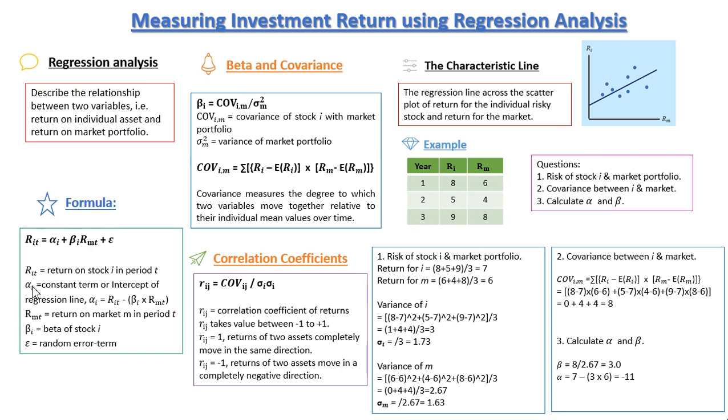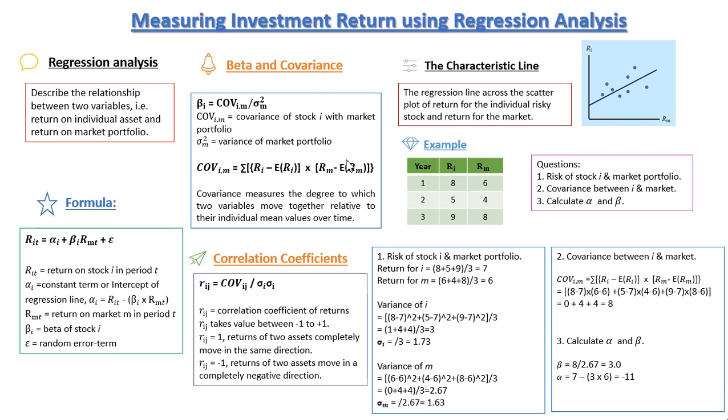Alpha refers to the constant term or intercept of the regression line, and it can be determined by using this formula. RMT refers to the return on market M in period T, and beta I is the beta of stock I. Beta is a measure of systematic risk in investment, and this is plus the random error term. To determine beta, this formula can be used, where we take the covariance between I and M divided by the variance of the market portfolio.